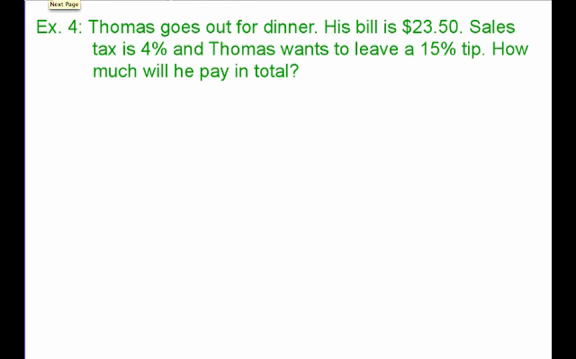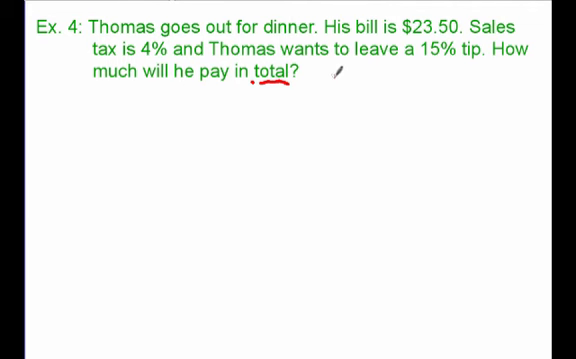And our final example says Thomas goes out for dinner. His bill is $23.50. Sales tax is 4%, and Thomas wants to leave a 15% tip. We want to know how much he is going to pay in total. All together, how much money is Thomas going to spend? Well, let's think about it.